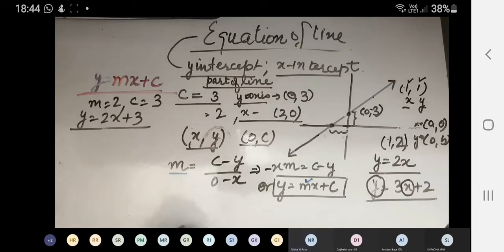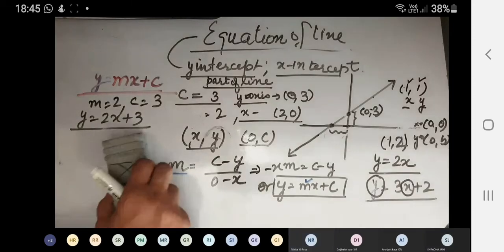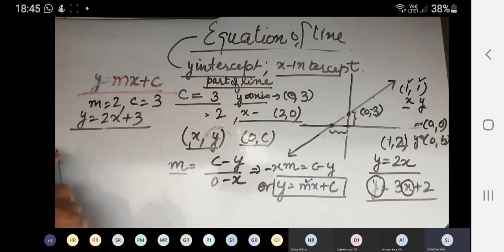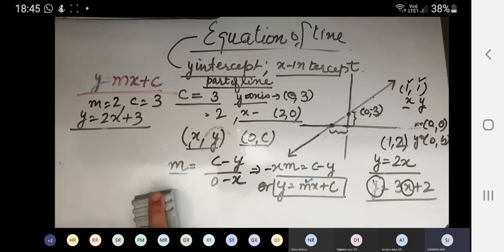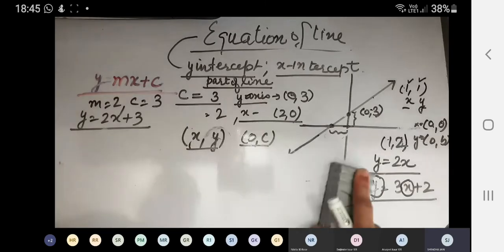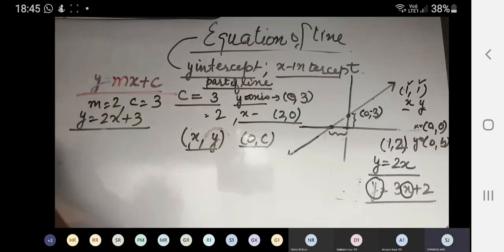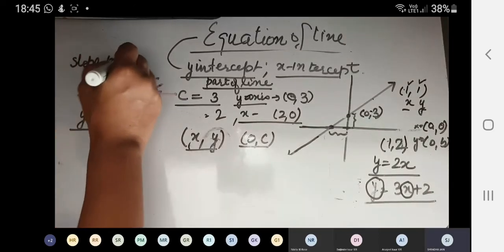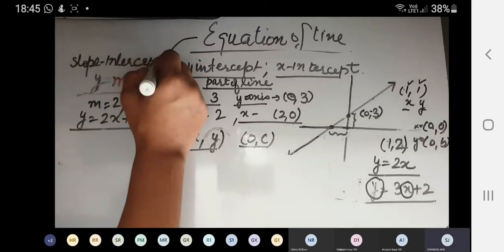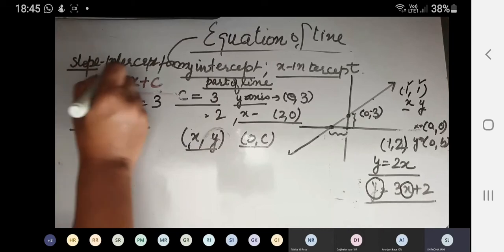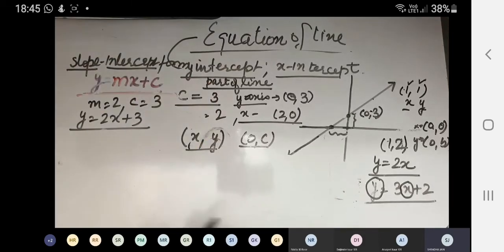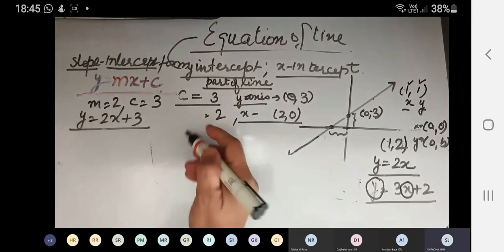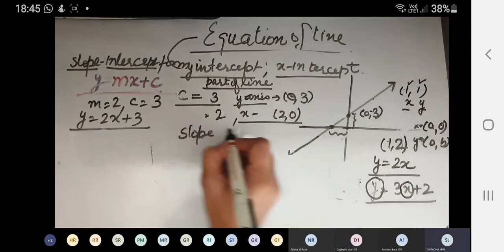Now let us talk about the other forms. There are 3 ways to write the equation of line that we will learn. Now what are the other 2? They also start in the same manner. Now we call this the slope intercept form. What is its name? Slope intercept form. If you are given the slope and intercept, you can write the equation of line. Now second comes the slope and point form. Slope point form.